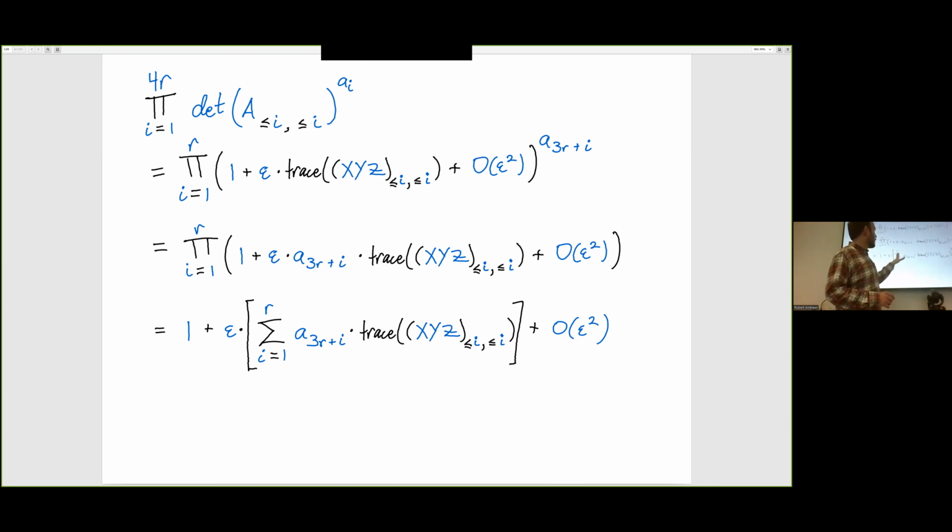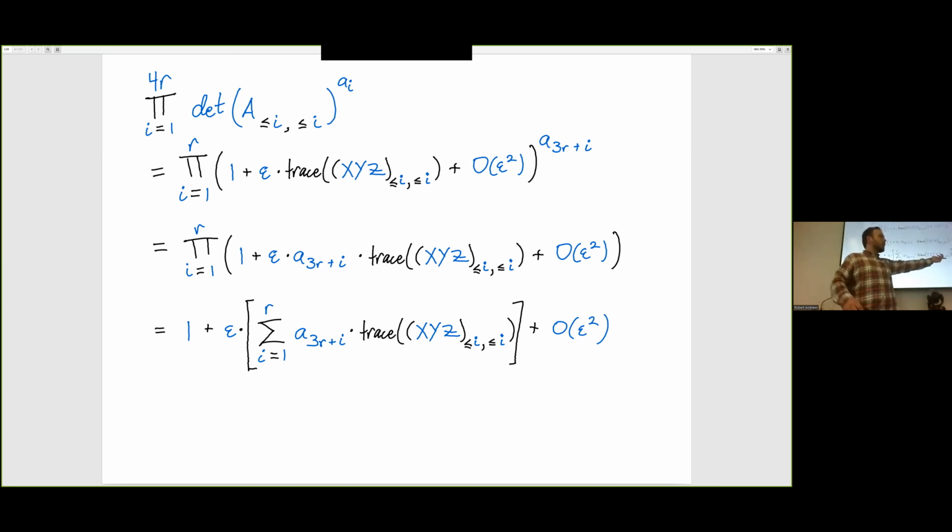Right. The linear term in the full product is just the sum of the linear terms in each of the factors. So I'm just taking this guy, moving it down and putting a sum in front of it. And then there's higher order junk. Now, what is the trace of this submatrix?